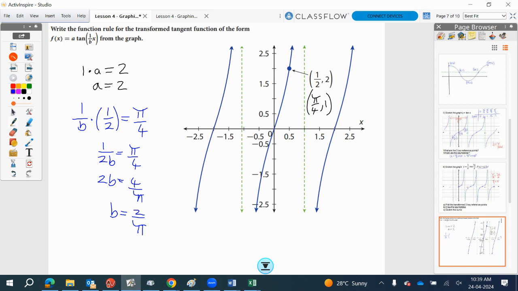It would be pi over 2 times x. So f of x is equal to 2 tan of pi over 2 x. Why is it 2 over 5 but then 2? Because it's 1 over b in the model given by the question.